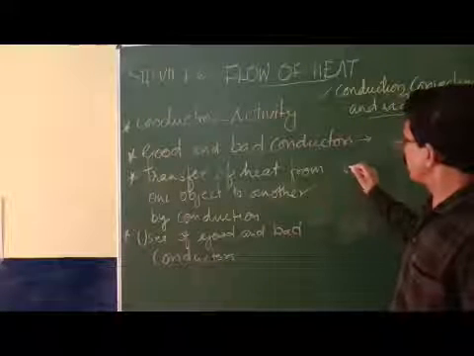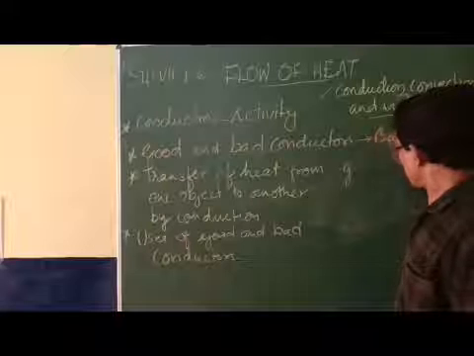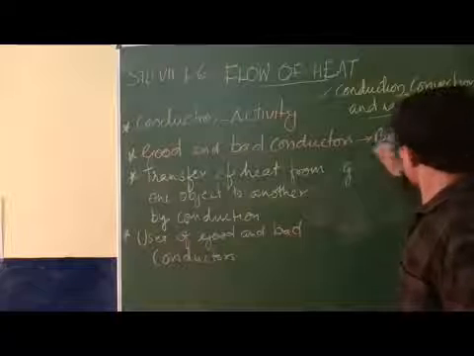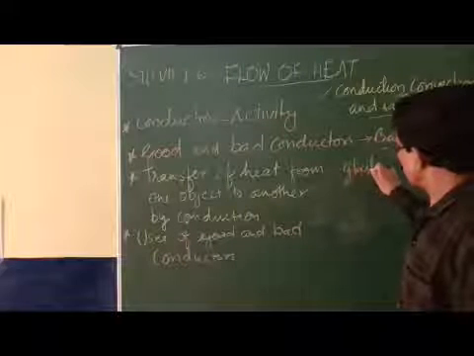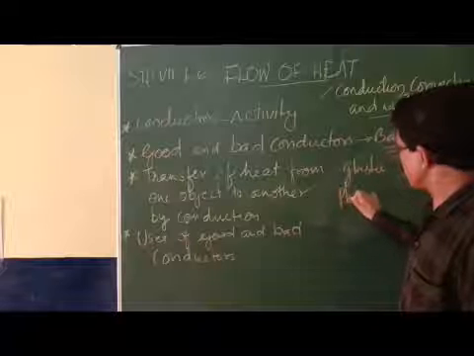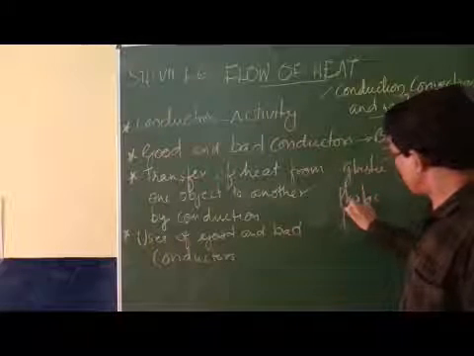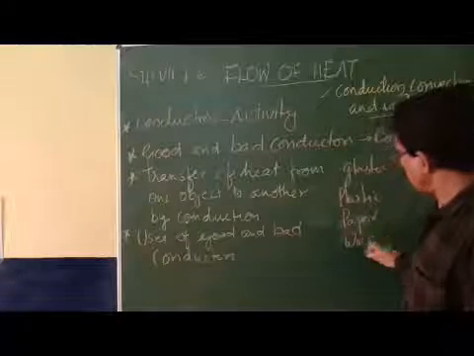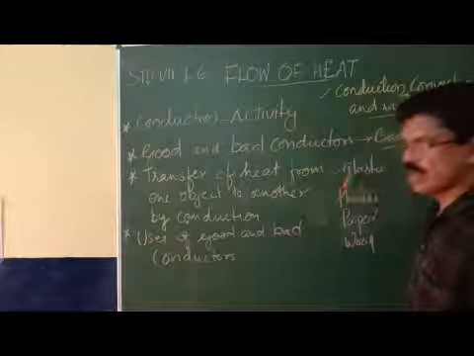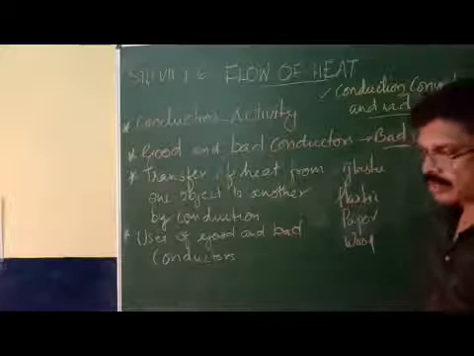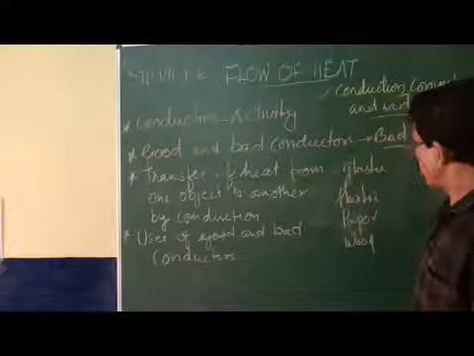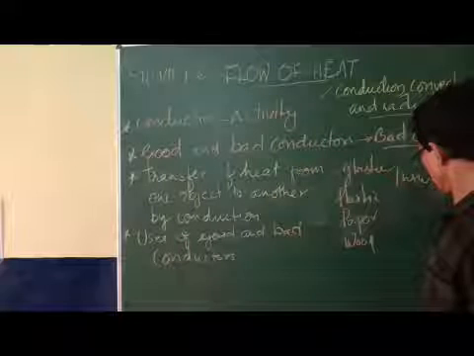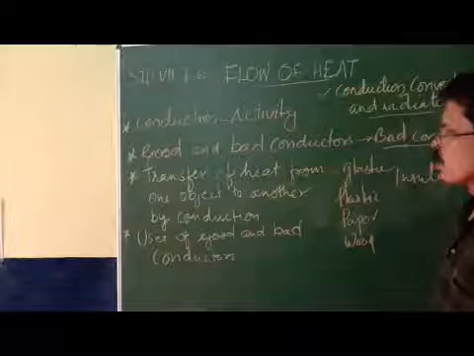For example, glass is a bad conductor of heat. Plastic is a bad conductor of heat. Paper, then wood, are also bad conductors of heat. All these are bad conductors of heat. Those substances which do not conduct heat are called poor conductors. Bad conductors are also called insulators.